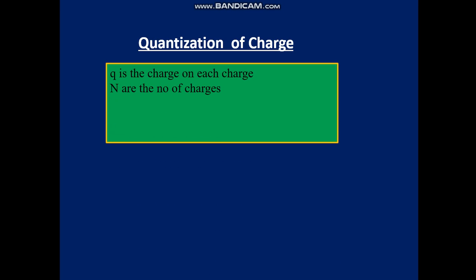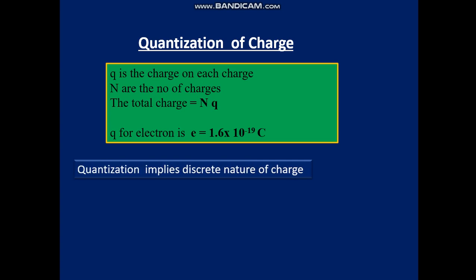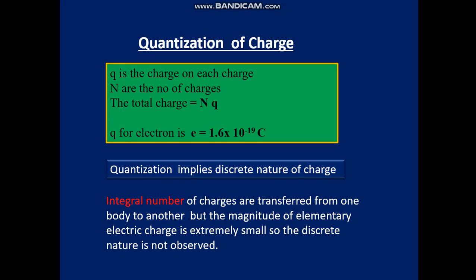q is the charge, n is the number of charges, so the total charge will obviously become n times q. For an electron, e is equal to 1.6 × 10^-19 coulomb is q. Quantization implies the discrete nature of charge. An integral number of charges is transferred from one body to another, but the magnitude of the elementary electric charge is extremely small, so the discrete nature is not observed.